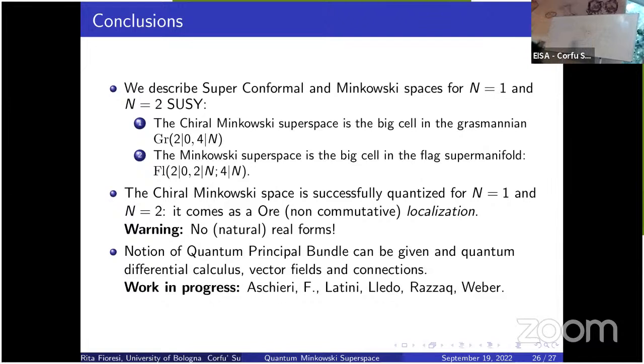So this conclusion is actually not a conclusion. It's the first passing conclusion. The rest is a wish. So the last one is really a wish.